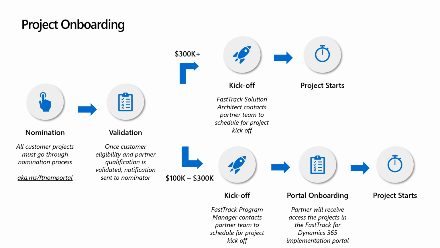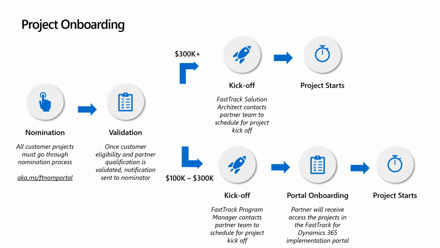Now, you understand how to collaborate with FastTrack. Let's move on to take a look at the processes. Project onboarding. To get your project onboarded to FastTrack, first, you need to submit a nomination. If you are working with a Microsoft account team, they can submit the nomination on your behalf as well. Once the nomination gets into our system, we will validate and check to ensure it meets the FastTrack engagement criteria. If your project is eligible for our engagement, you will receive a qualification confirmation from us.